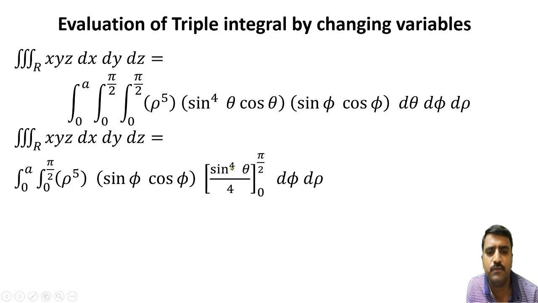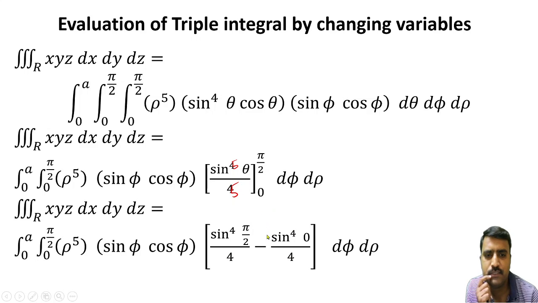You can write sin to the power 5 theta by 5. Integration of sin to the power 4 theta is sin to the power 5 theta by 5. And you substitute those values, sorry, I have to make it sin to the power 5 of 90, this is sin to the power 5 of 90.